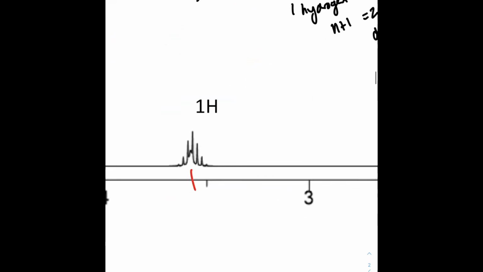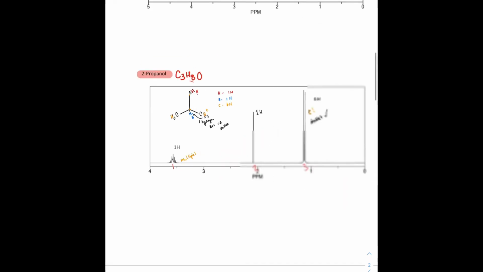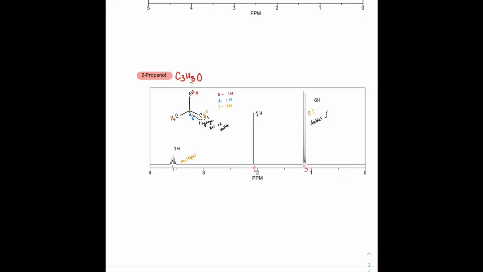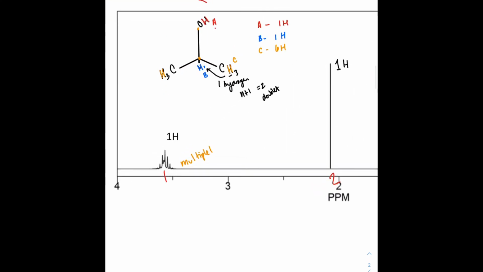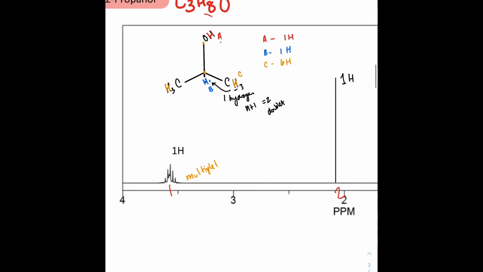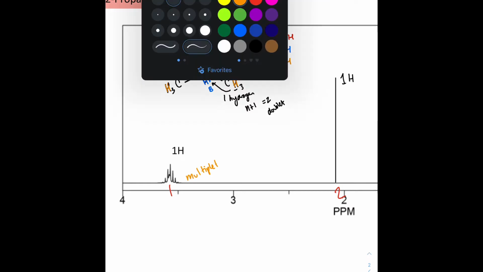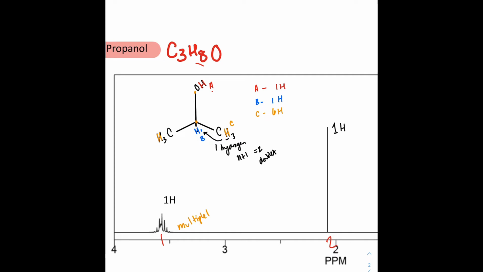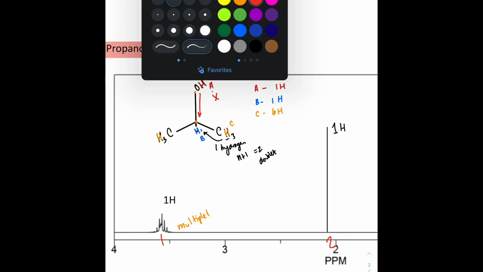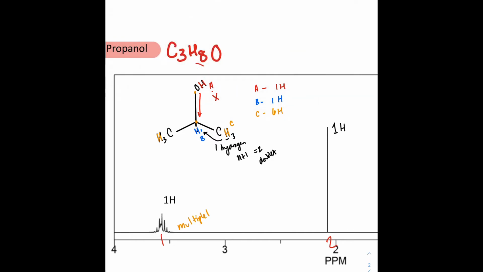Let's start with this one over here because it's a multiplet. So we know that that is going to be pretty easy to figure out which one it belongs to because it's going to be a hydrogen that has a lot of hydrogen neighbors. So if we look at our A, we see that, hey, this only has 1 hydrogen neighbor, so it is not going to be our A because the only hydrogen neighbor is down here.